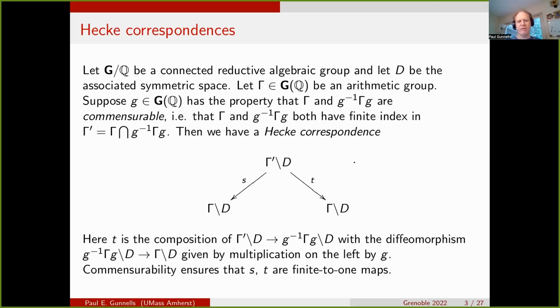And so on the right, I have two maps there. First of all, there's an obvious map going from the thing upstairs down to D divided by gamma, which is the intersection of those two. That's the map S, okay? But the map T is a little more interesting. So we have a projection map from the quotient by gamma prime to the quotient by the conjugate, and then we can left multiply by this element G. And that gives us a diffeomorphism between the quotient by the conjugate and the quotient by the original thing. And the commensurability, because of the finite index, just means that both of these maps are finite to 1.